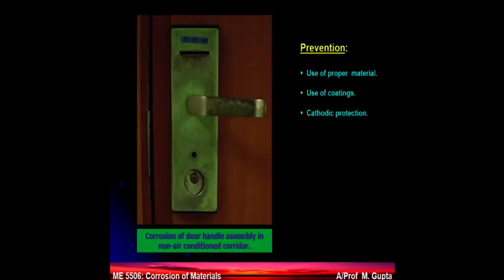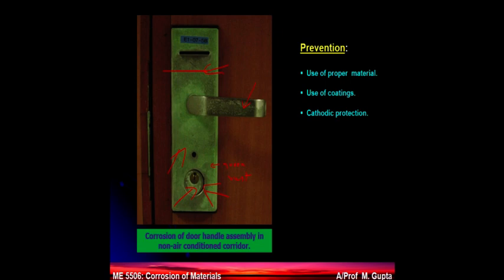And here is a door handle assembly which we saw in the corridor. It was not air conditioned when this happened. So what happened here is that, again you see the green rust here. And you see again the corrosion is happening on the handle, on the body here, practically wherever you look. So if someone asks you to identify this kind of corrosion, you can always say that the type is a uniform corrosion.